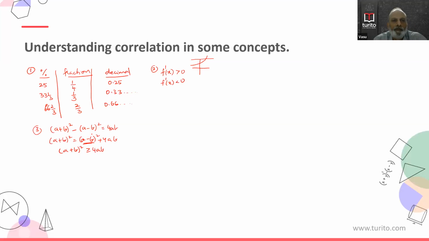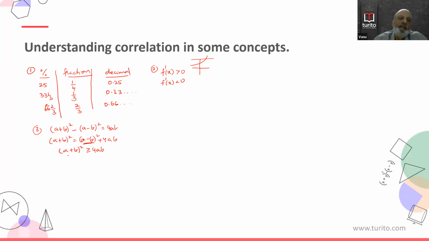The correlation exists between algebra and calculus. Maximization and minimization can be done. The maximum area rectangle that can be inscribed in a circle is a square. This also can be understood from here. And the correlation exists in vectors and 3D.